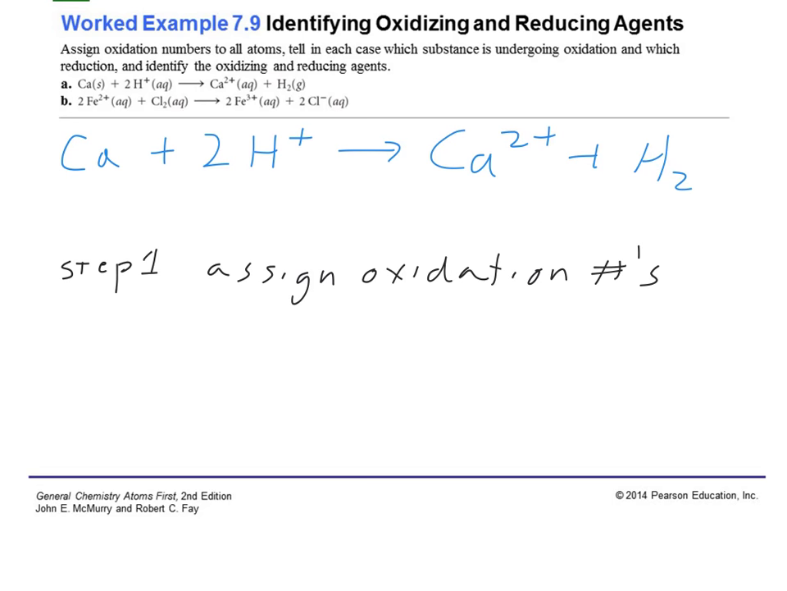So calcium is an element by itself, so it has an oxidation number of 0. Our hydrogen ion, in this case, is an ion made of one element with its charge showing, so the charge is equal to the oxidation number. So our hydrogen here is +1. Then we have the calcium ion, as a monatomic ion with its charge showing, so the charge is the same thing as the oxidation number. So over here, calcium's 2+. Then we have hydrogen gas. That's an element by itself. An element by itself with no charge showing has a charge of 0.